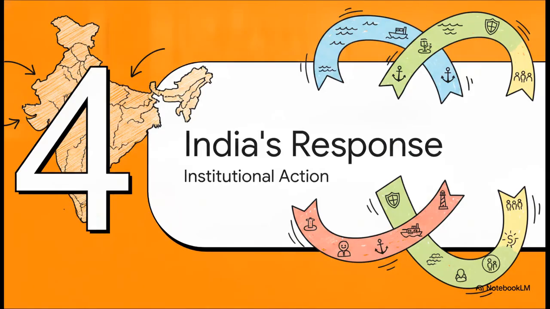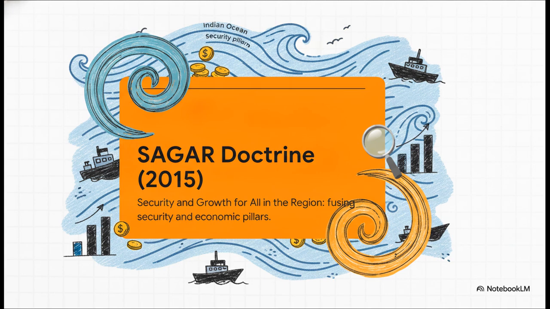That brings us to part 4, India's institutional response. Now let's take this academic blueprint and apply it to a live, real-world illustration. We're going to look at India to see how a state actually attempts to govern these 4 interacting pillars. In 2015, India introduced the Sagar Doctrine. Sagar stands for Security and Growth for All in the Region. And this is a perfect example of blending these governance pillars into actual, functional state policy for the Indian Ocean region. The doctrine explicitly fuses the security pillars and the economic growth pillars together into a single unified policy framework.